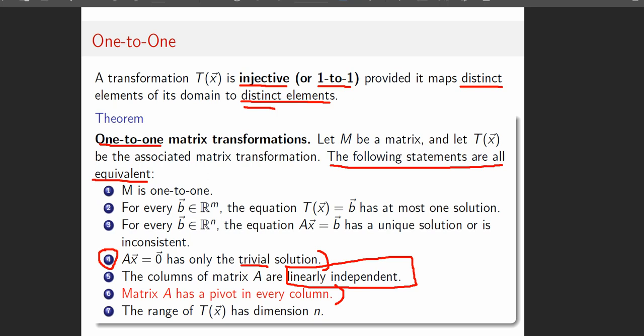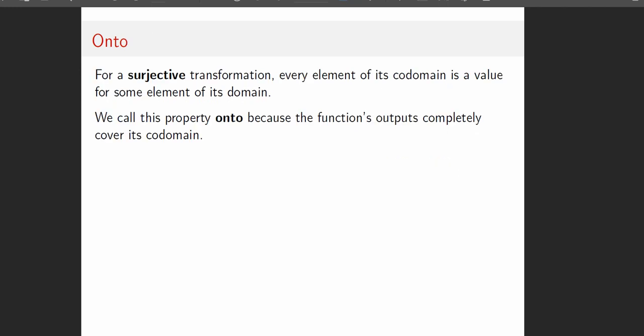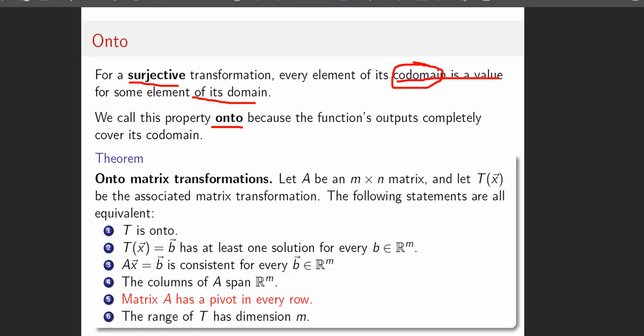All right, so taking that all in, let's get rid of the ink and move on to onto. Whereas one-to-one is called injective, onto is called surjective. So injective and surjective, and if it's both, it's called bijective. All right. And if every element of the codomain is a value for some element of its domain, the codomain is covered, and the transformation is onto. All right. But let's zip forward.